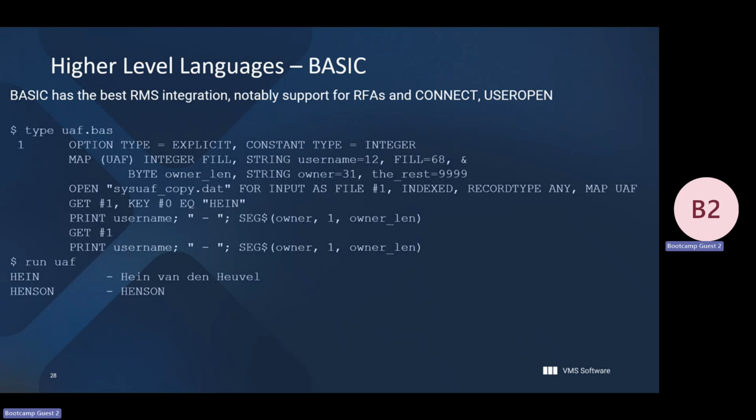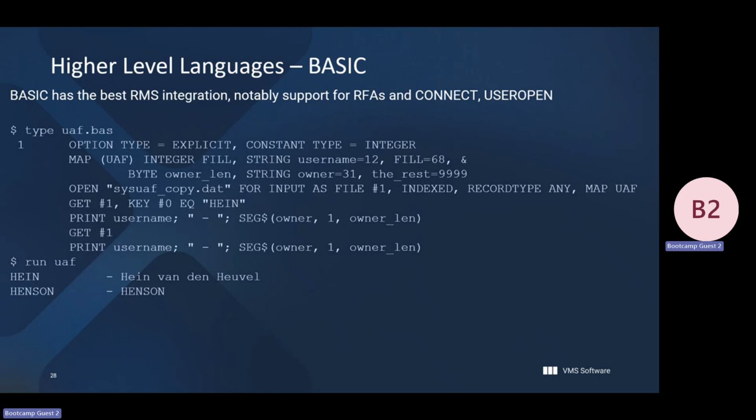So now I open up the file for input as file number, index, record type, any map, the record layout being that UEF layout, get using key 0. I could have used key 1, key 3. With this key value, make it equal, which really means it needs to start with Hein, so it's kind of greater or equal. If I needed an exact match, I would have had to put the 8 spaces behind there, right?